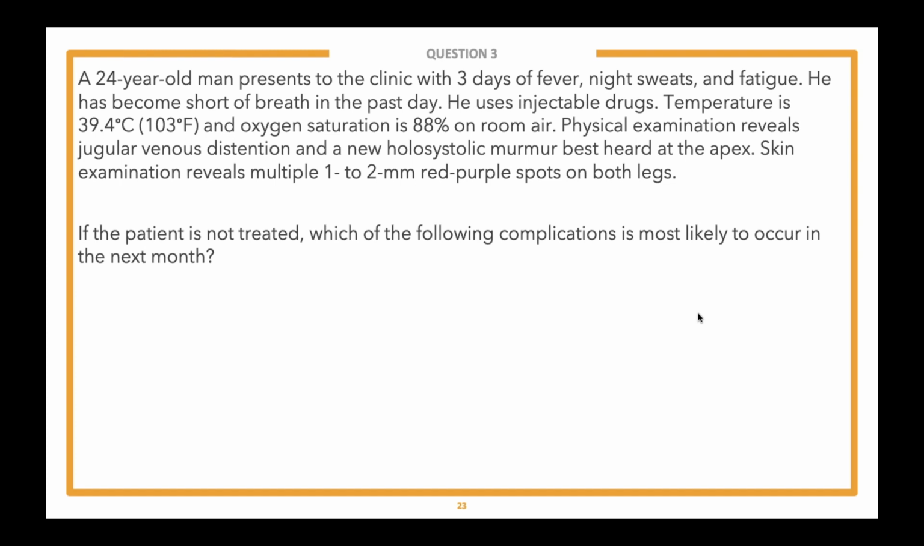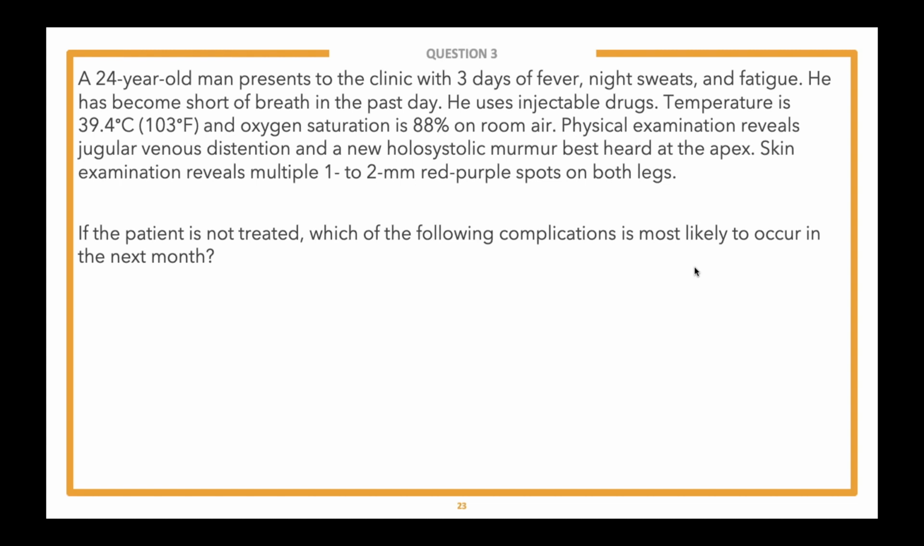All right, let's go ahead and take a look at that vignette. A 24-year-old man presents to the clinic with 3 days of fever, night sweats, and fatigue. He has become short of breath in the past day. He uses injectable drugs. Temperature is 39.4 degrees Celsius or 103 Fahrenheit, and oxygen saturation is 88% on room air. Physical examination reveals jugular venous distension and a new holosystolic murmur, best heard at the apex. Skin examination reveals 1 to 2 millimeter red-purple spots on both legs.